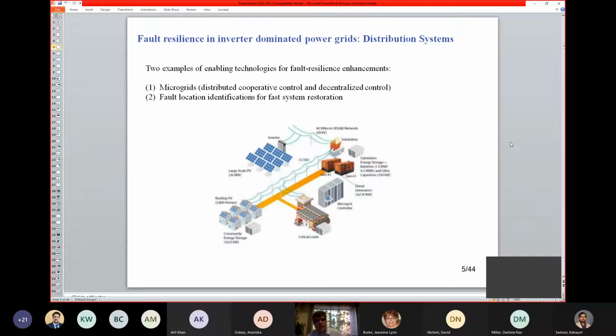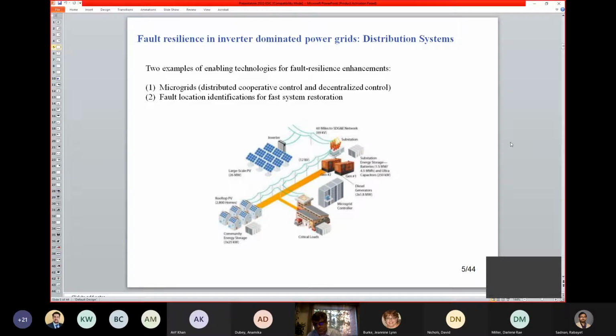Some of the solutions that we have worked on in the last several years have been toward both transmission and distribution systems. I picked some of them that I can discuss today, and of course, if you are more interested in details, please let me know. I will be happy to discuss in more detail.